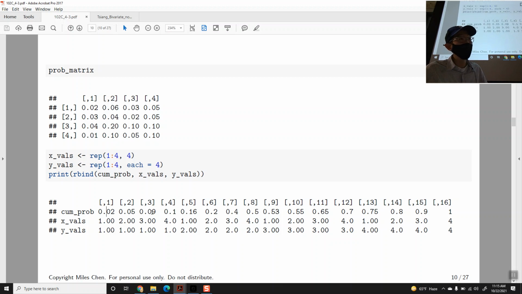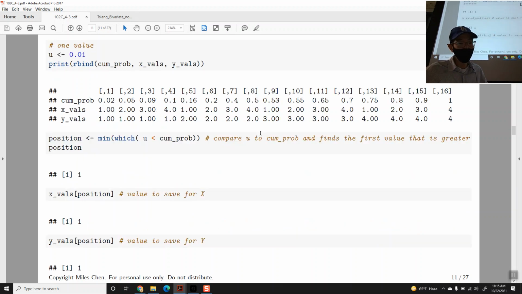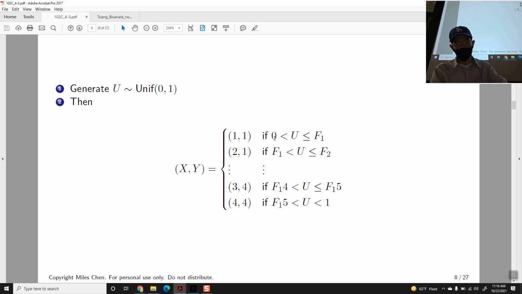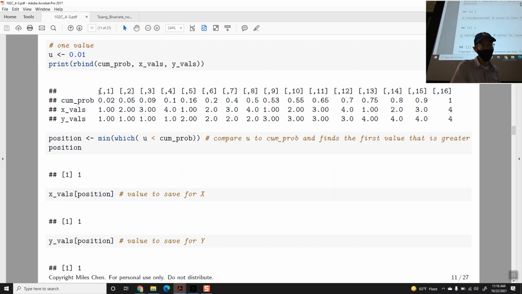Is this good? And then let's say we generate a random value u. Just for example, let's say the u I get is 0.01. Well, according to our rules way back here, if u ends up between 0 and the first boundary, which was 2%, we want to generate the value 1, 1. And if u ends up between the first boundary, 2%, and the next boundary, 5%, we want to generate 2, 1. So if u is 1%, it's below the first boundary, we want to generate the values 1 and 1.